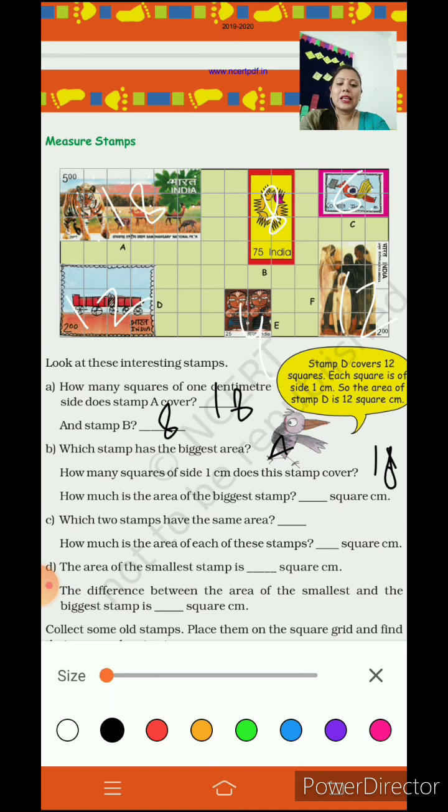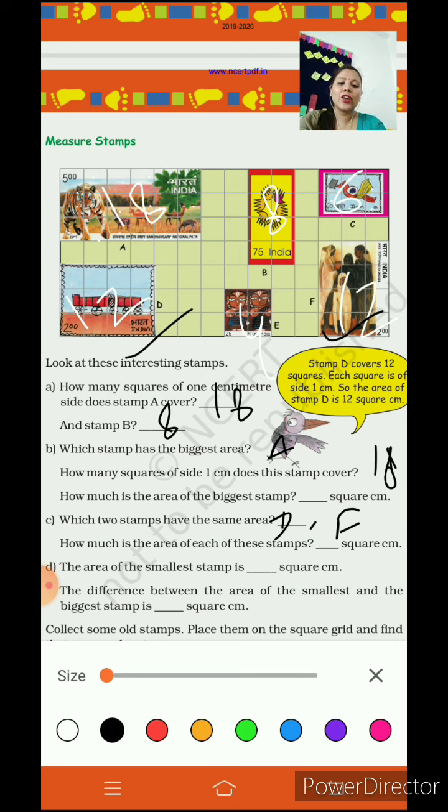Now question C is, which two stamps have the same area? So stamp D and stamp F. Okay, here you can see that stamp D and stamp F both have 12 centimeter square area. So answer is D and F.